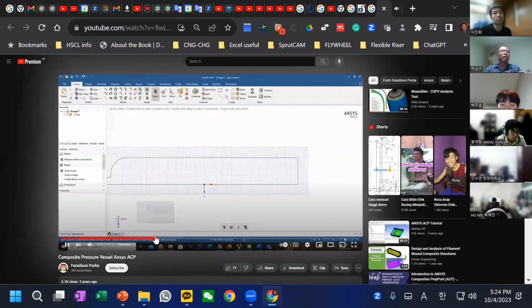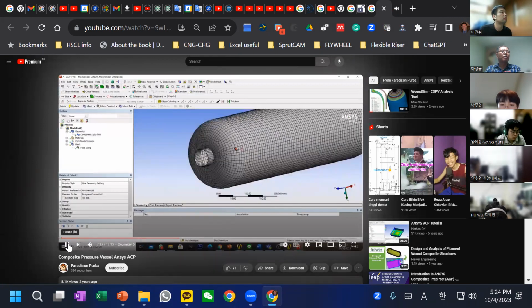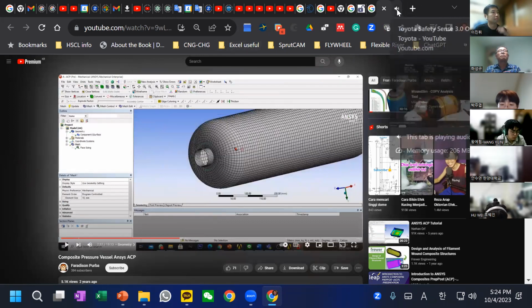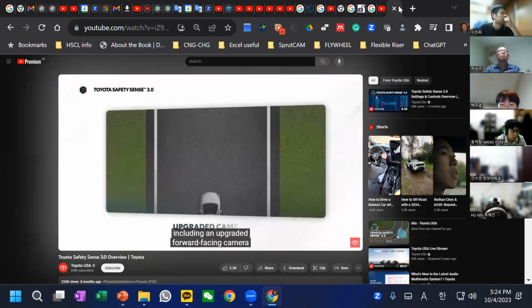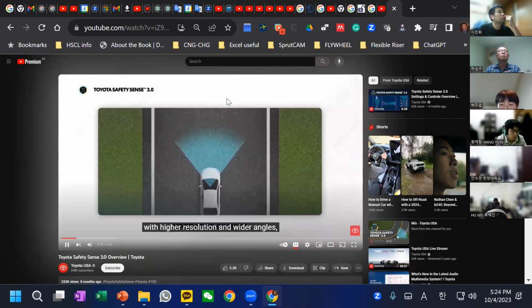Toyota Safety Sense, TSS, is a suite of active safety technologies and advanced driver assistance systems. Toyota Safety Sense 3.0 introduces a number of enhancements over the previous generation, including an upgraded forward-facing camera with higher resolution and wider angles.